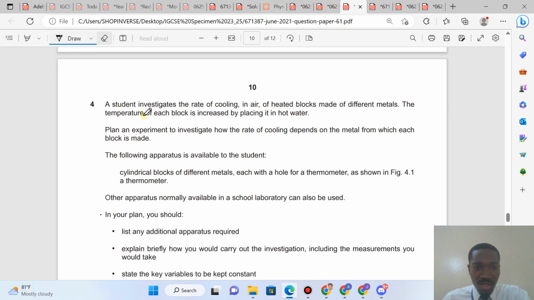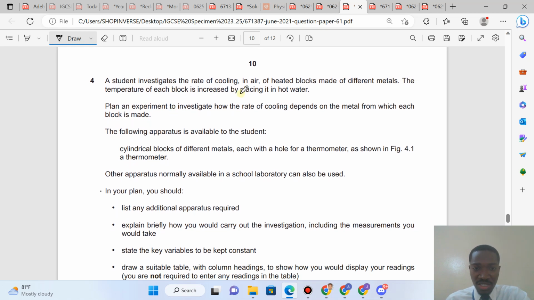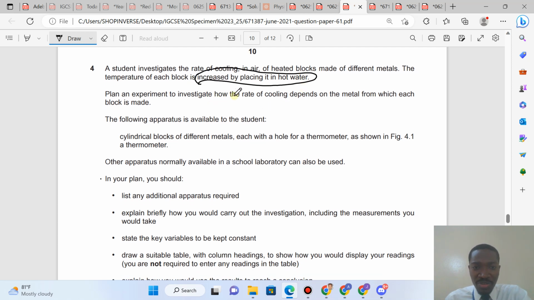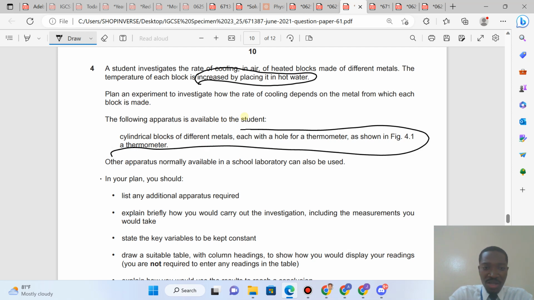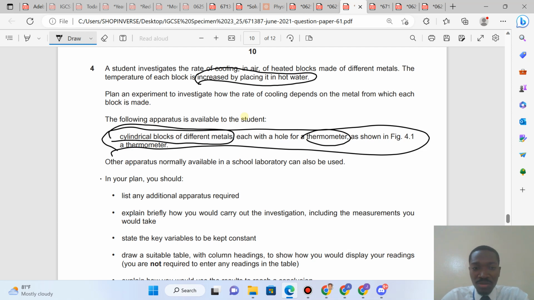A student investigates the rate of cooling in air of heated metal blocks made of different metals. The temperature of each block is increased by placing it in hot water. The question has already told you that you have to place the objects in hot water. Now you have to plan an experiment to investigate how the rate of cooling depends on the metal from which each block is made. The following apparatus is available to the student. Remember, you have your thermometer and cylindrical blocks of different metals.